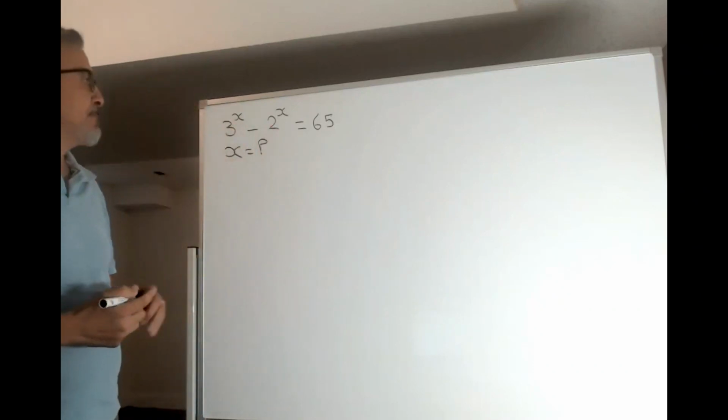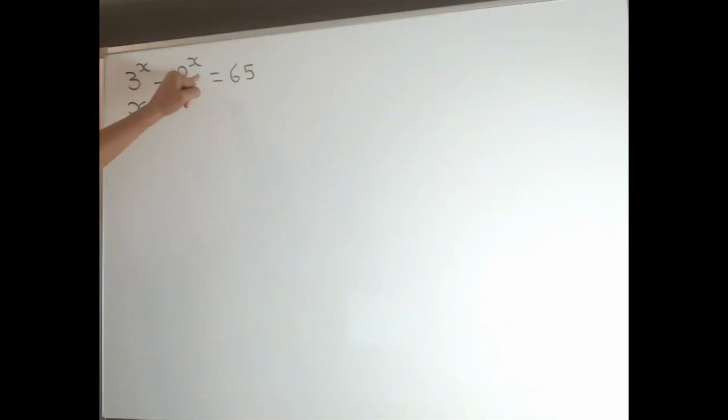We're gonna do this question. 3^x minus 2^x equals 65. We're trying to find x. So what I'm gonna do to this, I'm gonna change it into the form of difference of squares to be able to do it. How are we gonna do that?